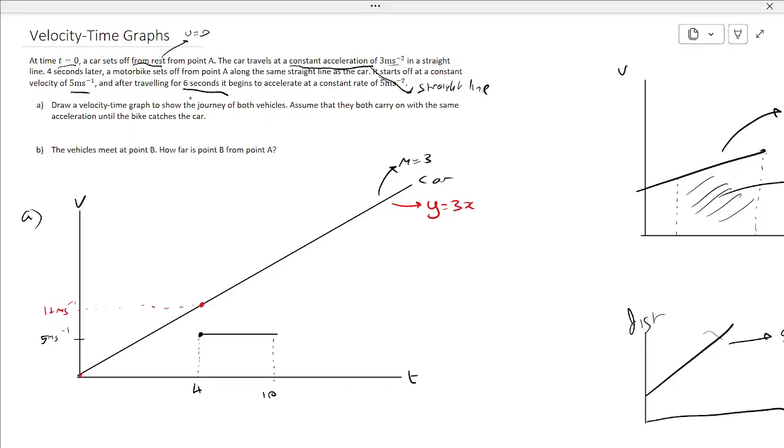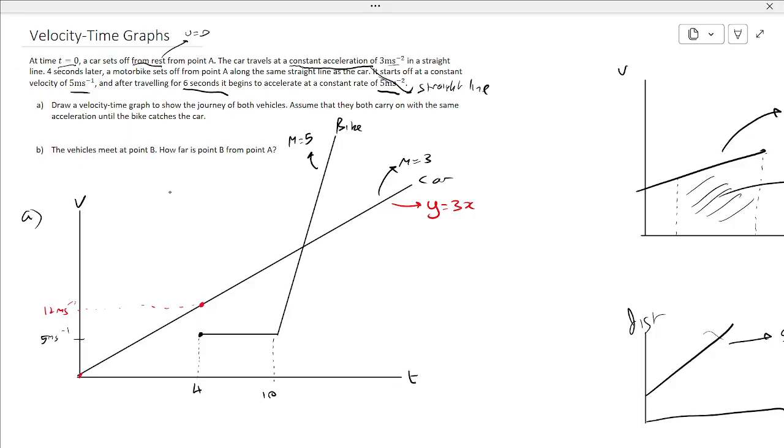Right, and then the bike will begin to accelerate at a constant rate of 5 meters per second squared. So this will now have a gradient of 5, which is steeper than the gradient of 3 of the car. So it's going to be a steeper straight line. Okay, so here, this will be the bike, and the gradient of this line is 5. So I've drawn the velocity time graph, assuming they both carry on with the same acceleration until the bike catches the car.